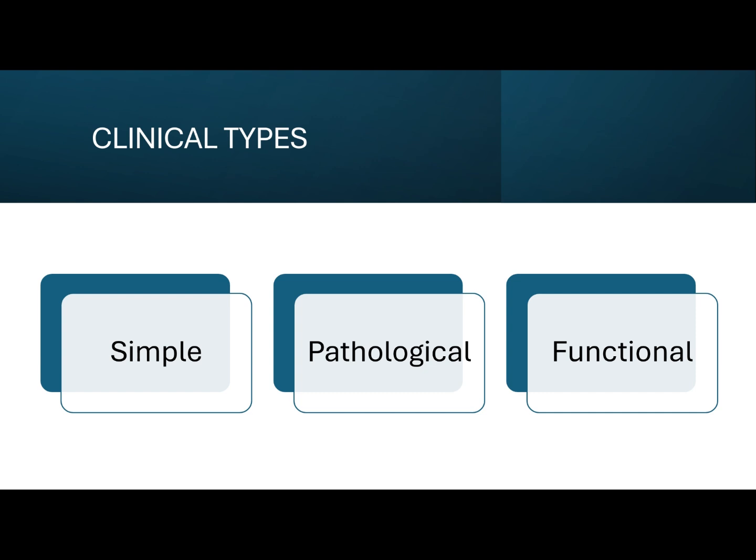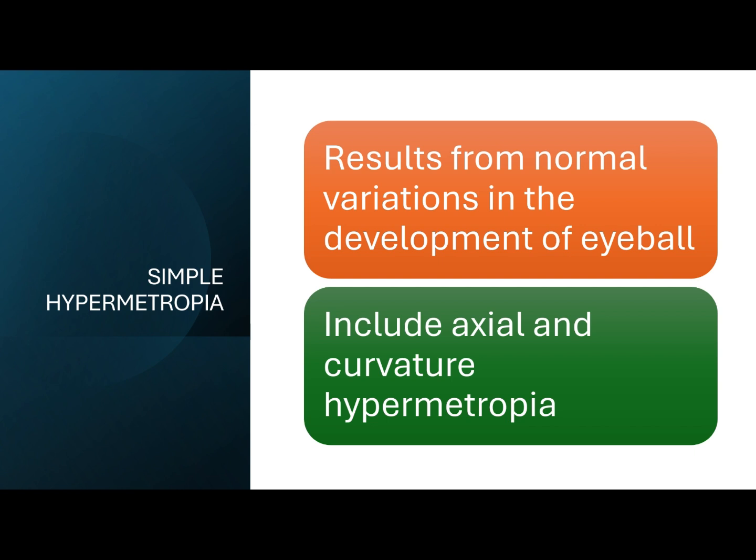Now let's see what are the clinical types of hypermetropia. Clinically, it is divided into three: simple, pathological, and functional. So what is simple hypermetropia? Simple hypermetropia results from normal variations in the development of the eye, which include changes in the axial length and curvature of the eye, leading to axial and curvatural hypermetropia.